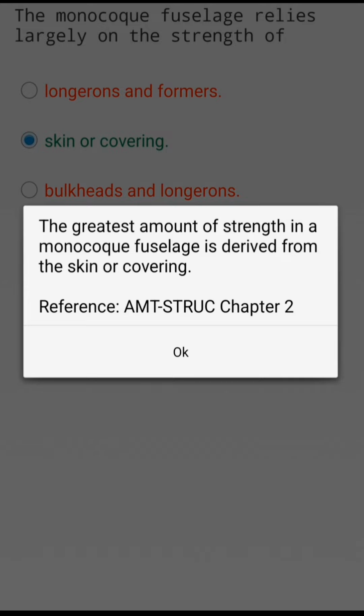The monocoque fuselage relies largely on the strength of skin or covering. The greatest amount of strength in a monocoque fuselage is derived from the skin or covering.